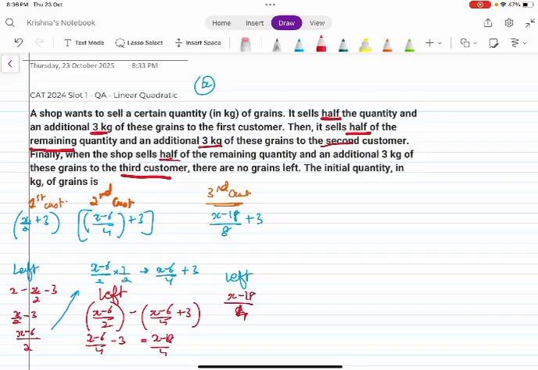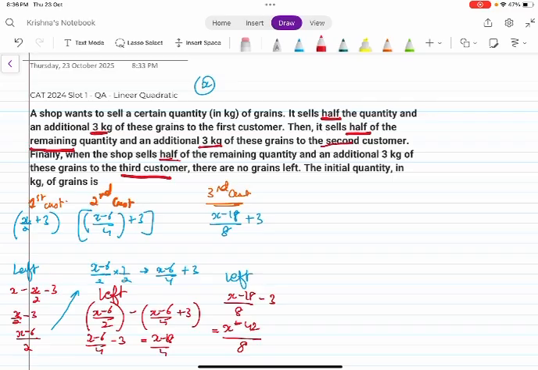So they are left with (x minus 18) upon 8 minus 3. So this is what they are left with. So this gives us 8 3s are 24, 24 plus 18 is 42. (x minus 42) divided by 8. Just 8 3s are 24. Yes, 42. So they are left with (x minus 42) upon 8.